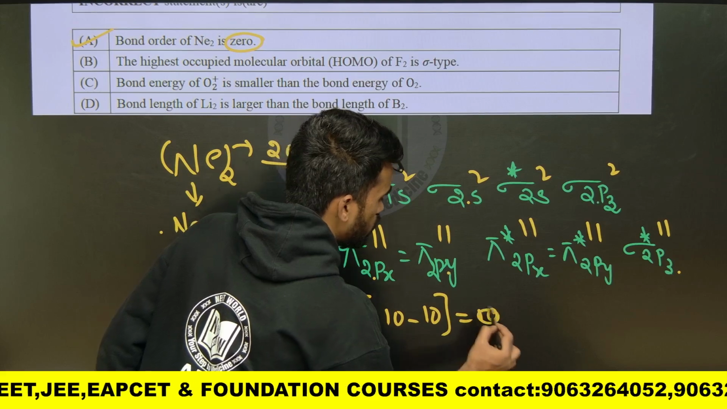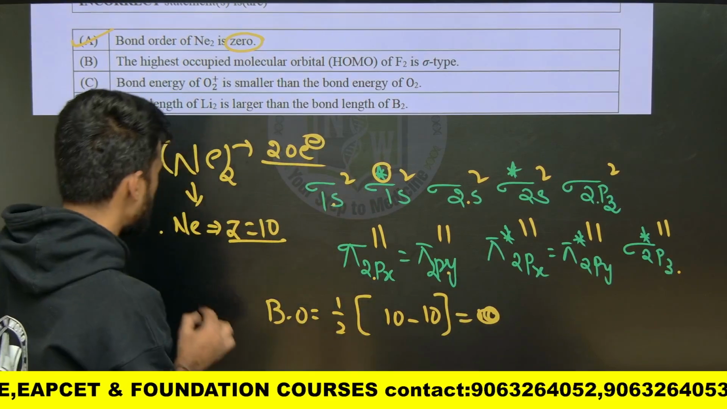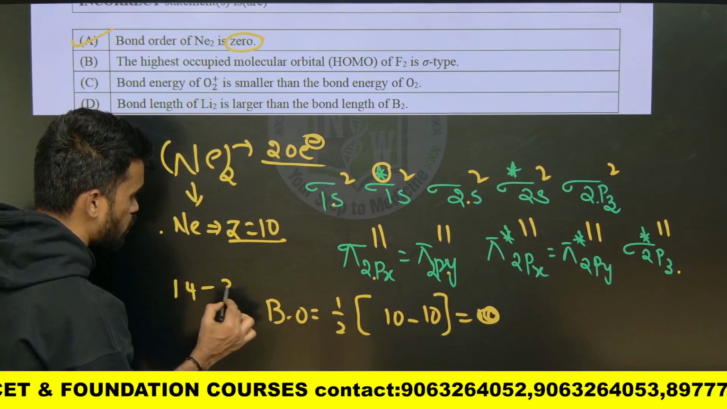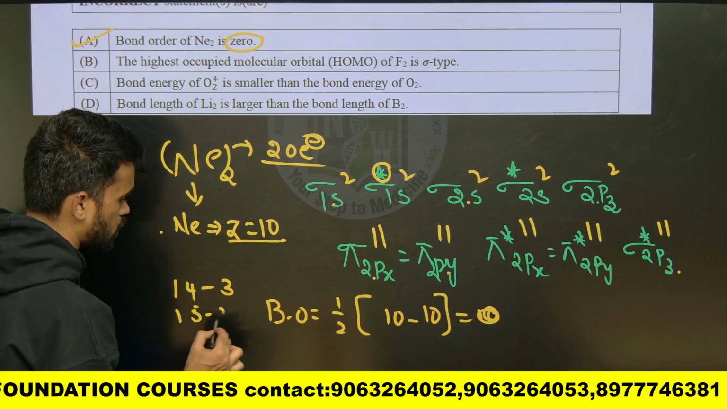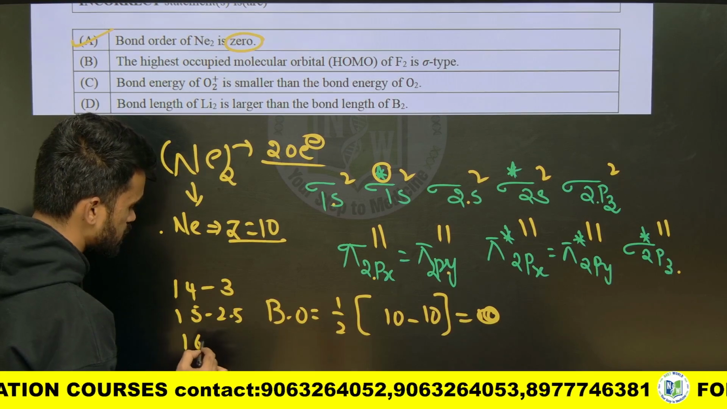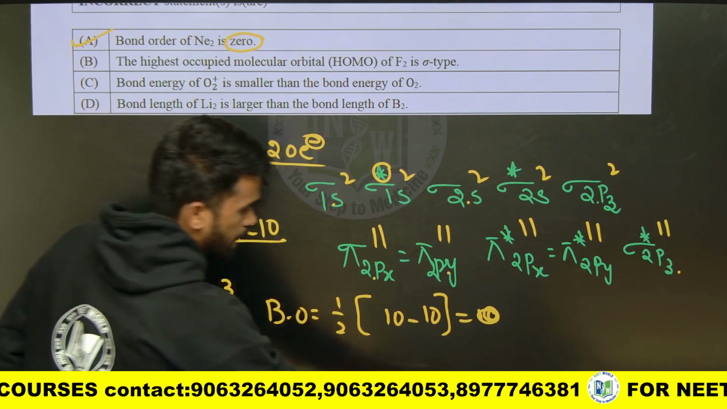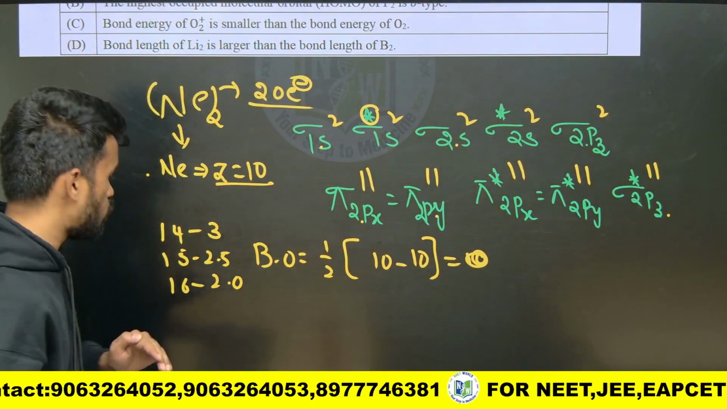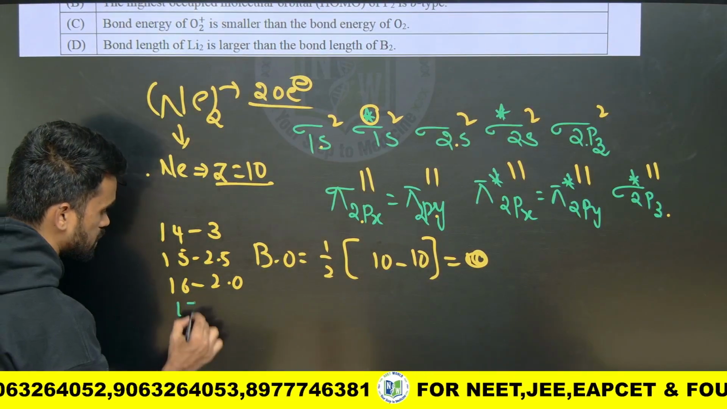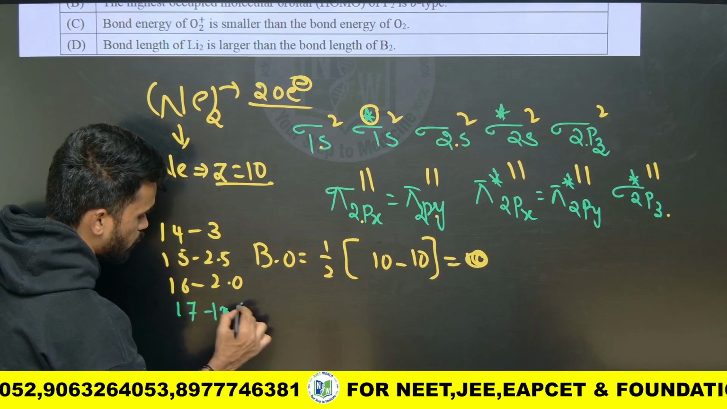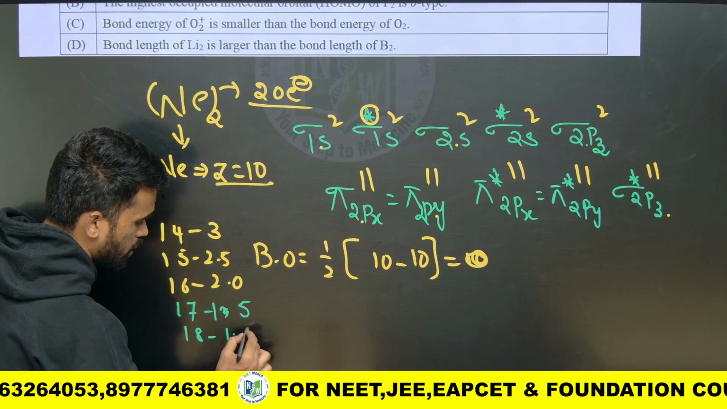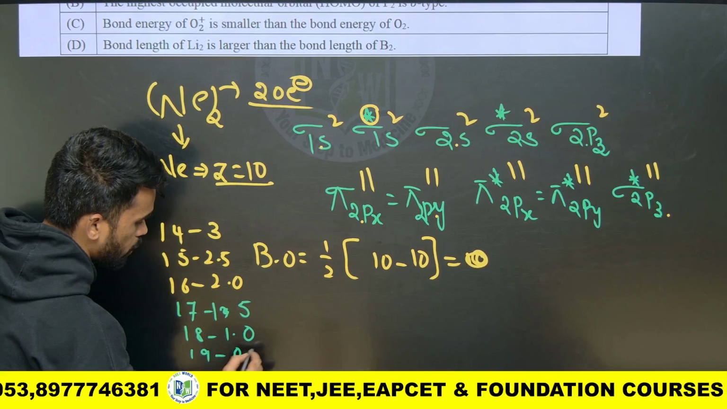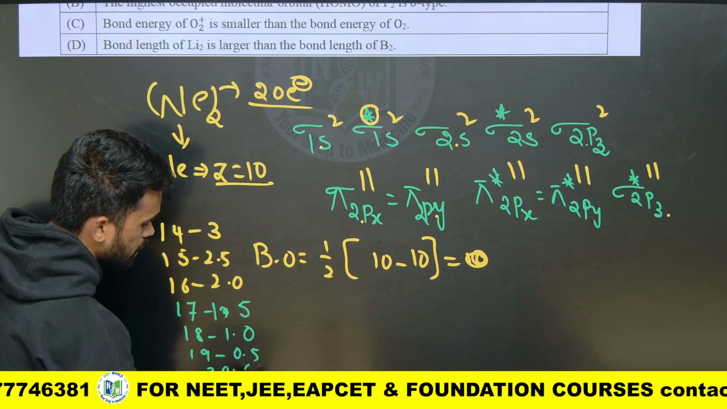Here we have a direct trick you can remember. If we have 14 electrons, the bond order is 3. If we have 15 electrons, the bond order is 2.5. With 16 electrons, it is 2.0. Like that, as the number of electrons increases, decrease it by 0.5 and you will get the answer. 17 electrons, it will be 1.5. 18 electrons, it will be 1.0. 19, 0.5, and 20 electrons, it will be 0.